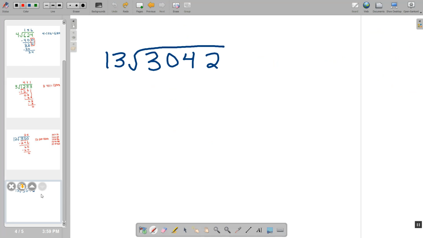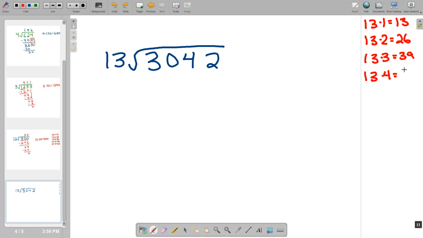Let's move to the toughest problem we have here. Now, once again, I'm going to do that method that I talked about right away. I'm going to do all the multiples of 13. So 13 times 1 is 13. 13 times 2 is 26. 13 times 3 is 39. 13 times 4 is 52. And 13 times 5 is 65. Now you could do this all the way up to 9 if you want, but I usually stop at 5 because sometimes I don't actually need all 9 multiples.